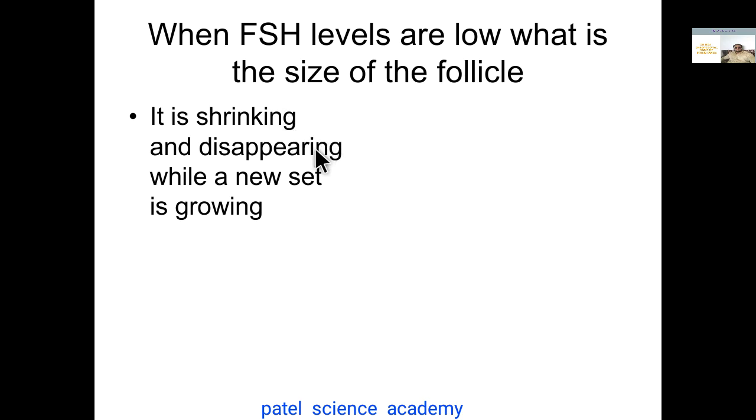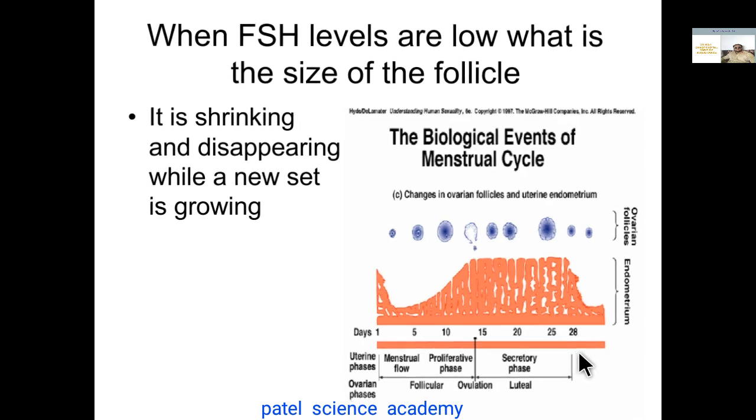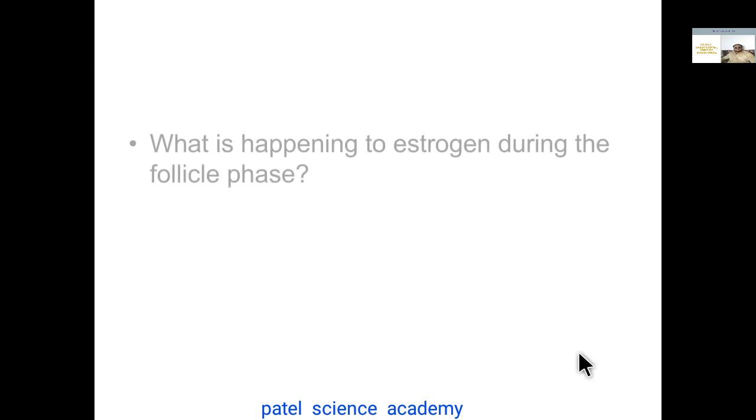It is shrinking and it is disappearing while a new set is growing. So these are the biological events of the menstrual cycle. You can see here, this is the primordial follicle and it goes through different changes from day 1 to day 28. We'll see it one by one.